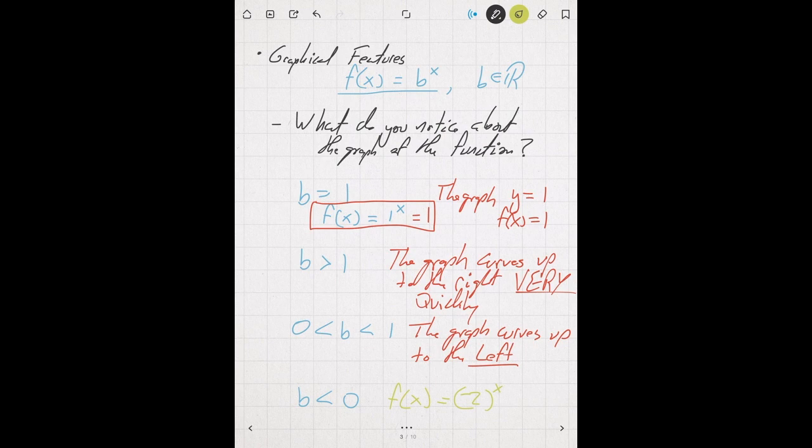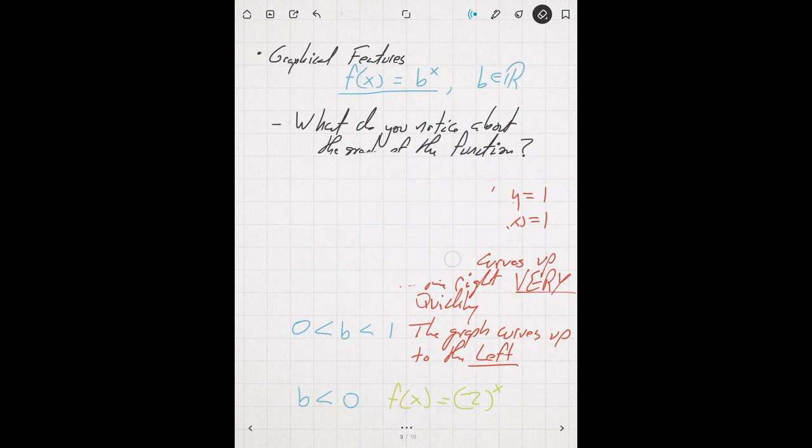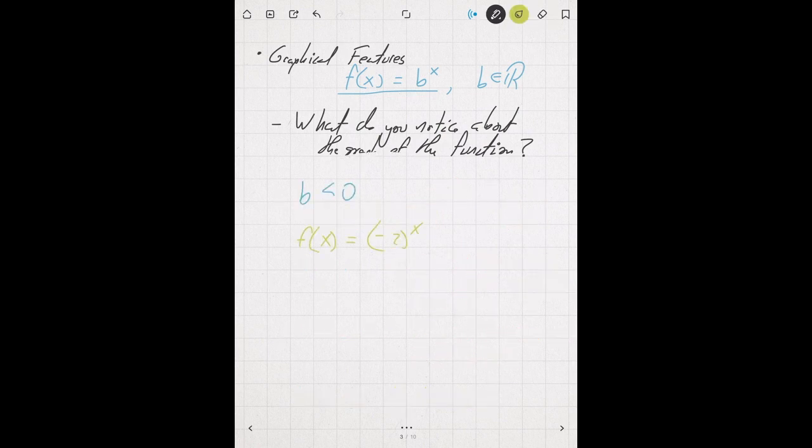What would happen in this case? Let's plug in values for this. And you know what? I'm going to clear some space here so we can see what all's going on. So here we have the example f of x being -2 to the x power. Here I've picked a b value that was less than 0, something that was negative. Let's set up a table for input values x and output values for f of x.